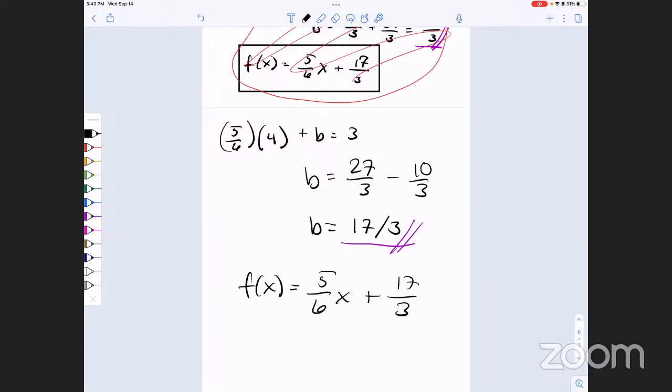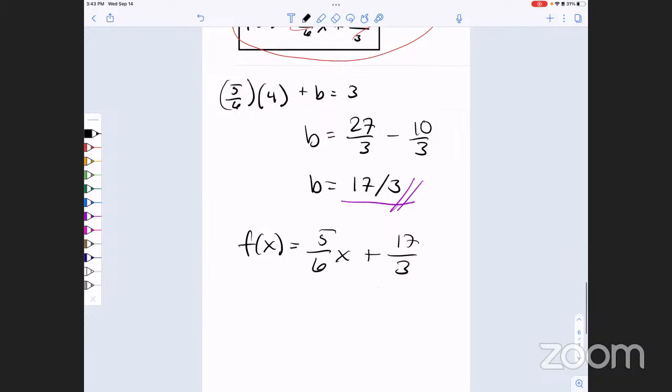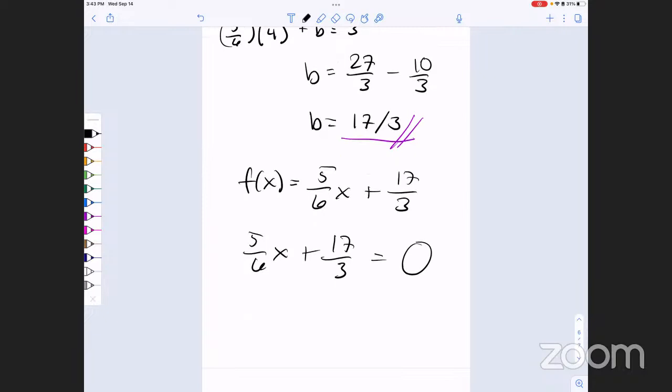We're trying to find the x-intercept, so we set y to 0. Let me just write it like this: 5 over 6x plus 17 over 3. We're setting y equal to 0. And again, I'm not checking this. I'm trying to just wrap it up.